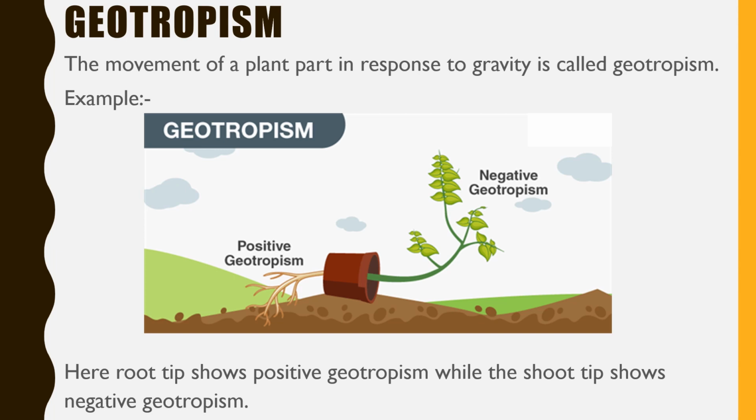Allow the plant to remain in this position for a few days. After a few days, we will find that the roots of the potted plant bent towards the earth and the stem of the plant bent upward away from the earth. The roots of the plant grow downwards in response to the pull of gravity, and the stem of the plants responds to gravity in the opposite way by growing upwards away from the pull of gravity. Here the root tip shows positive geotropism while the shoot tip shows negative geotropism.